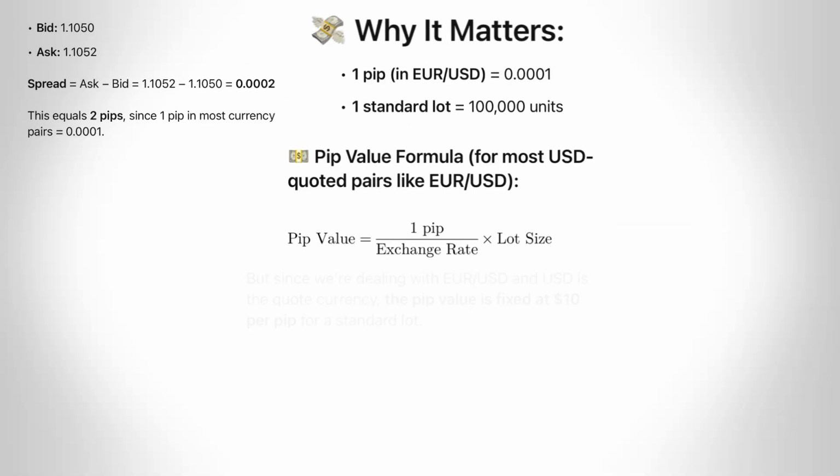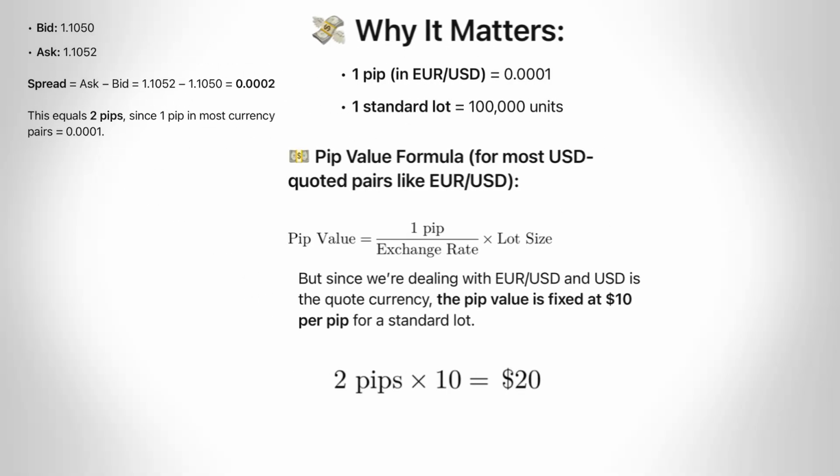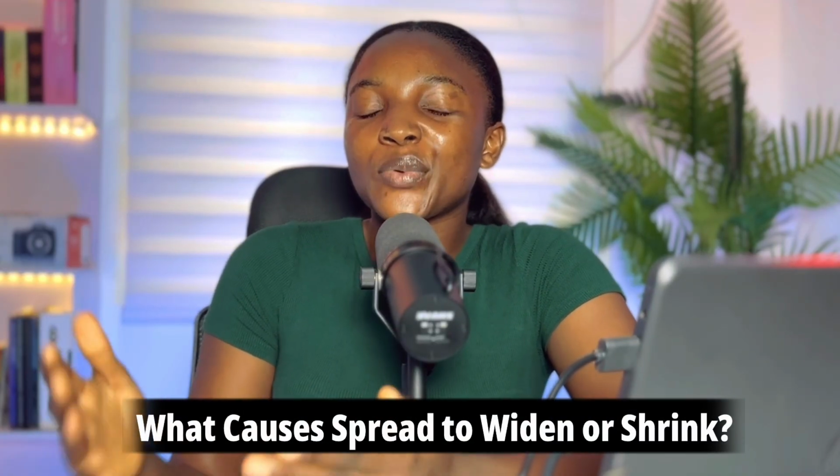Now, even though this looks like a very small number, because 0.0002 is a very small number, in forex trading, it can affect your trade. Now, let me explain this. If you are trading one standard lot, which is 100,000 units, a 2 pip spread equals $20. So yes, even a tiny spread matters, especially if you are somebody who trades often and you trade large lot sizes. And of course, if you also trade small sizes, even the tiniest spread matters, so you want to pay attention to it.